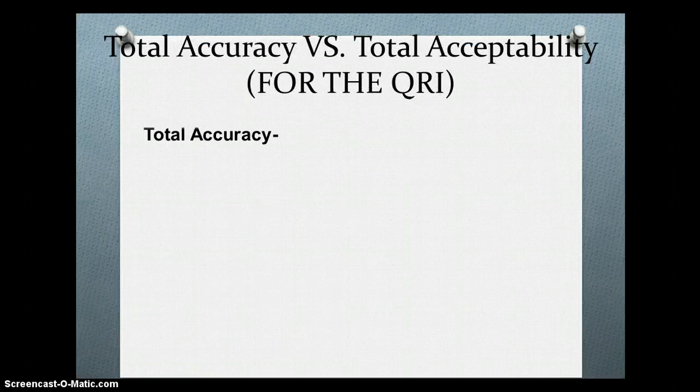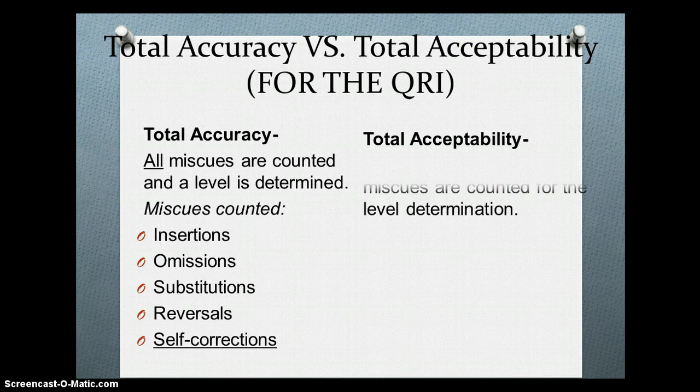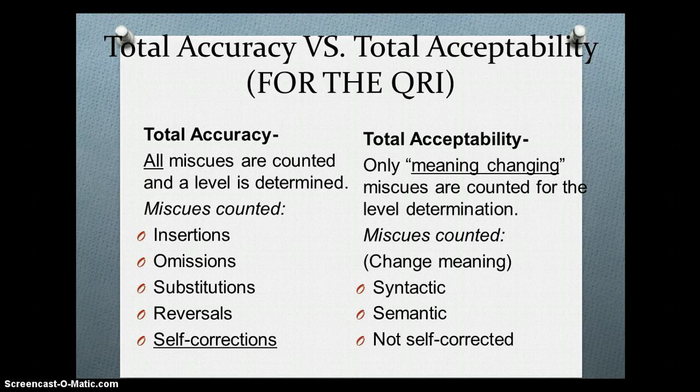All right, total accuracy versus total acceptability. This is just a review of that. Keep in mind that accuracy does include self-corrections, whereas acceptability is only those meaning-changing miscues. So be very careful when you're totaling your numbers, because these percentages do impact whether or not they're independent or instructional. So be as careful as possible with those.